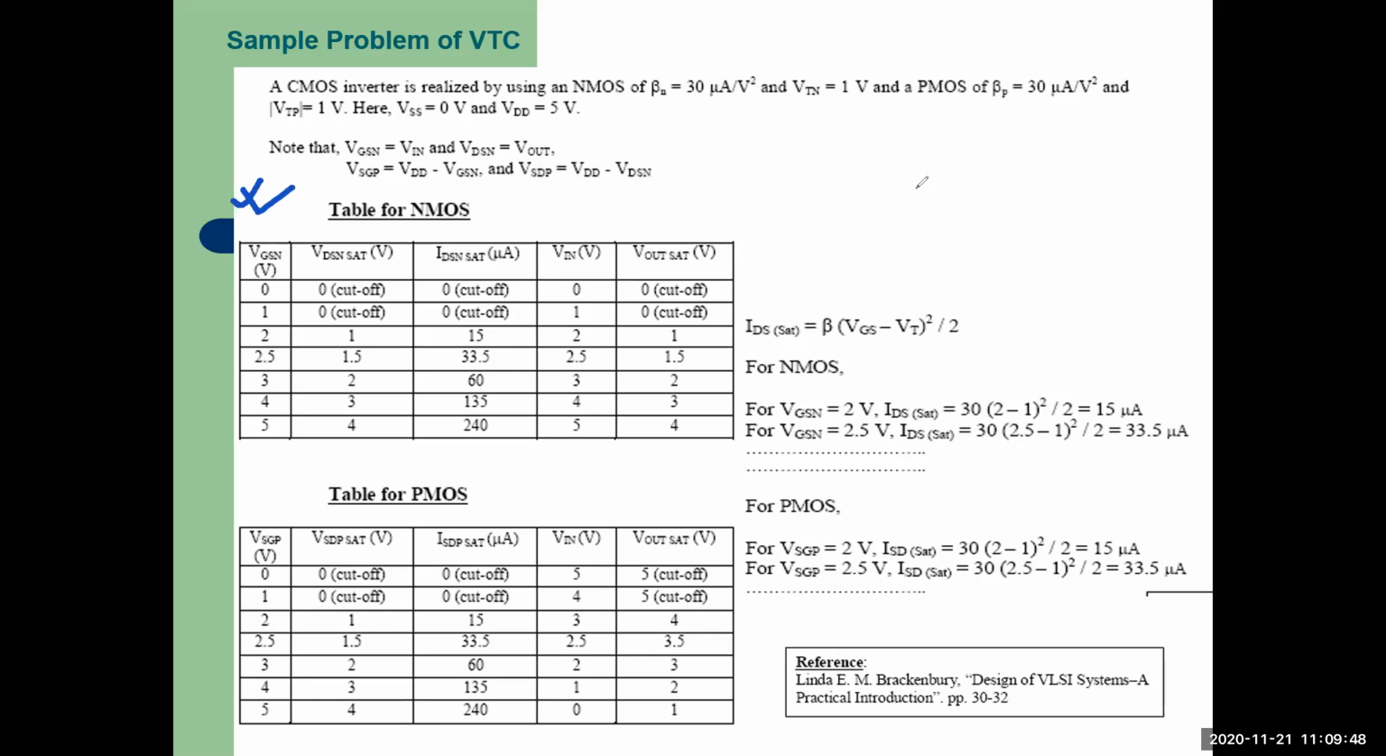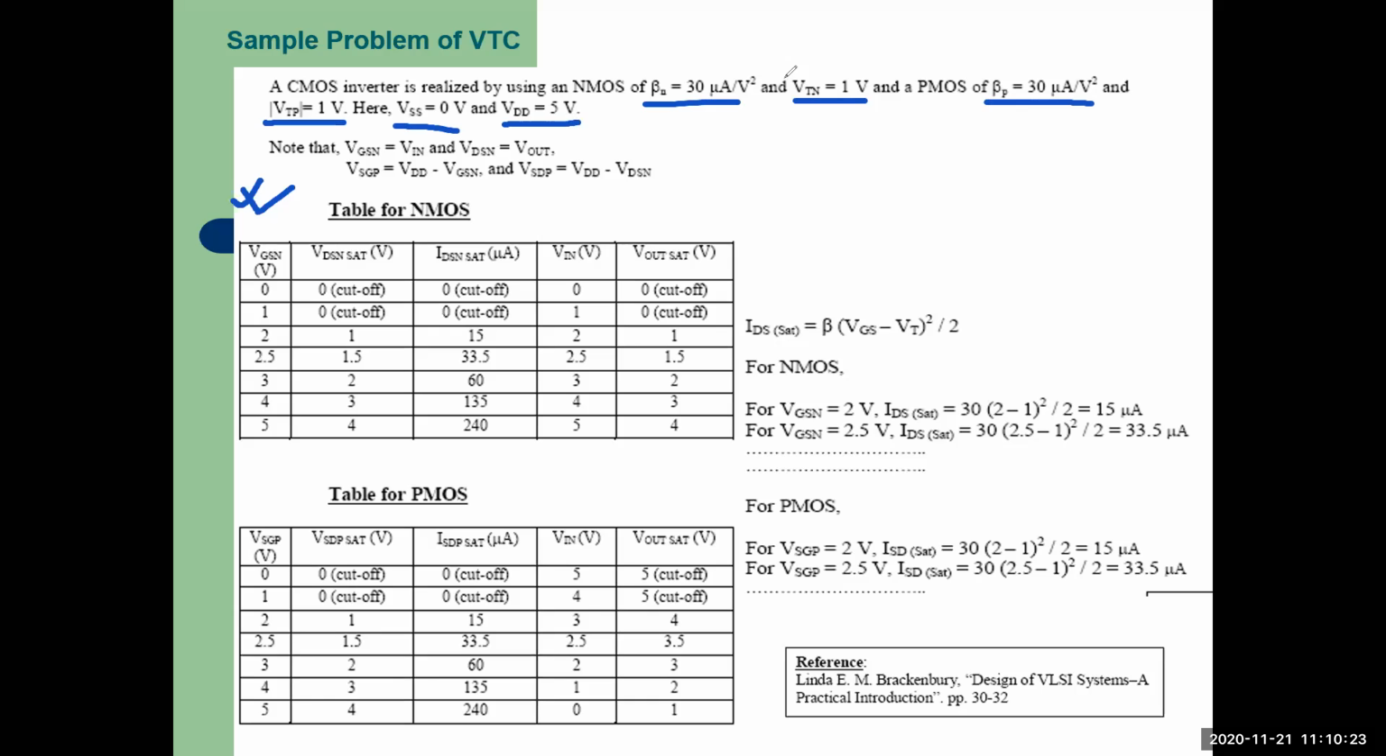A CMOS inverter is realized by using an NMOS of beta N equal to 30 microampere per volt square, and VTN equal to 1 volt, and a PMOS of beta P equal to 30 microampere per volt square, and VTP equal to 1 volt. Here VSS is equal to 0, VDD is equal to 5. So beta N is given, VT is given, beta P is given, VT is given, VSS is 0, VDD is 5. You have to find out the voltage transfer characteristics curve.